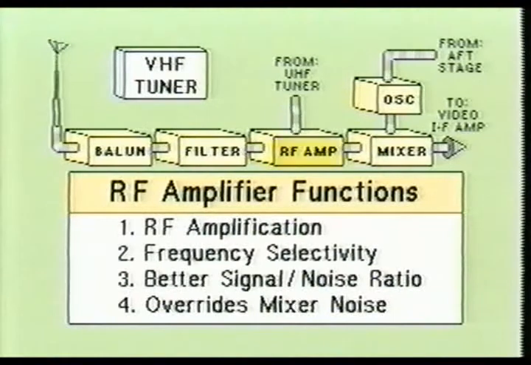The RF amplifier portion of the VHF tuner performs 4 primary functions. It provides amplification for the weak RF signal, helps provide channel selectivity, improves the signal-to-noise ratio, and overrides any electrical noise which is generated from the oscillator mixer sections.